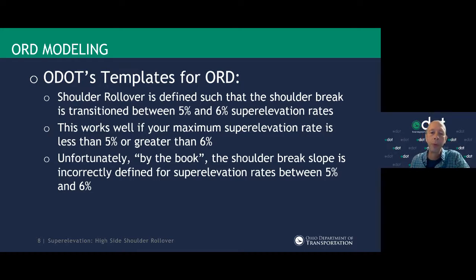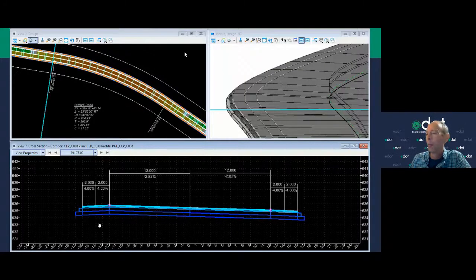I've had a couple of users with curves where their maximum superelevation was, in the example I have, 5.1% on one curve and 5.4 on the other. So they contacted us and said, hey, what's up? The shoulder slope's not correct. So transitioning it between 5 and 6 does result in, by the book, the shoulder break in that range being incorrect. Let's take a little more look at that.